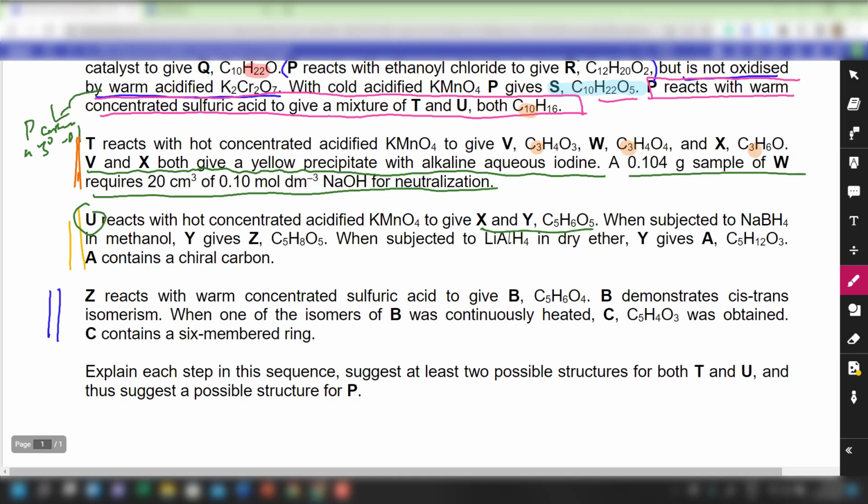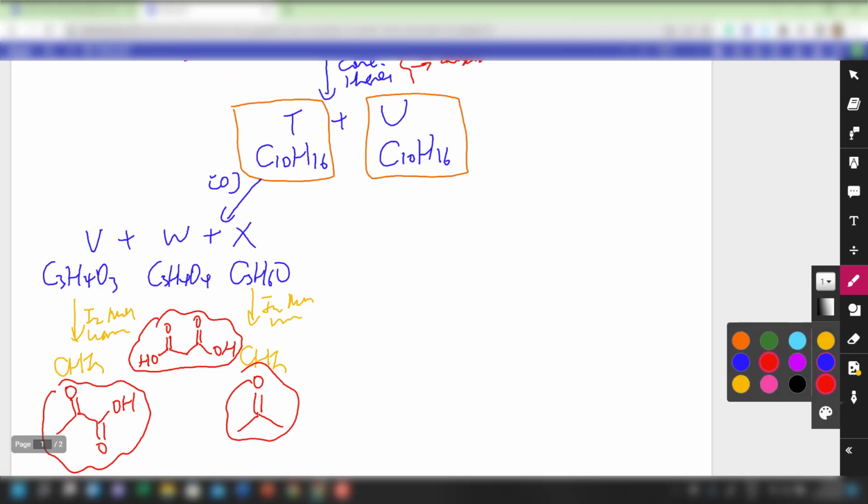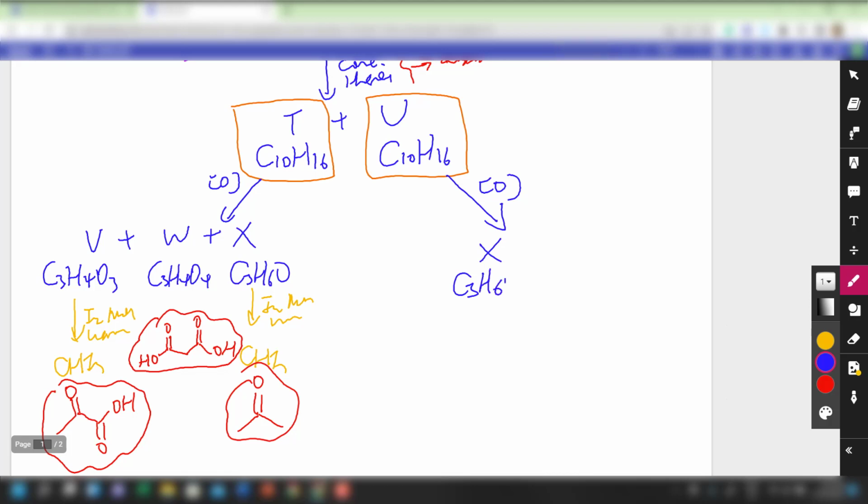to get your unknown for T. So now let us try to work out the structure for U first. We were told that U, being subjected to hot concentrated acidified KMnO4, gives X and Y. Y has the molecular formula C5H6O5. I'm just going to continue from here. Again, I'm just going to write in short form, strong oxidation, and I'm going to get X and Y. X is C3H6O. Actually, we already know the structure of X, which is propanone, and then plus Y.